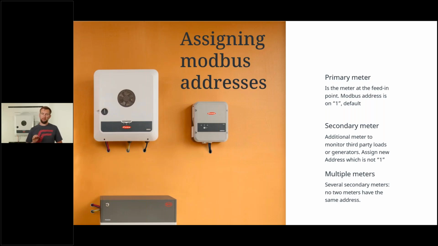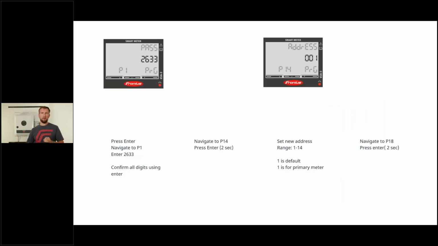So here we have to change from 1. If we're adding more than 1 secondary smart meter, we're also going to have to make sure that those don't have the same address. So we're going to make sure that every number only occurs once. How do we do that? We have to go into the settings on the smart meter here first. So we're going to press enter on the smart meter to enter the menu.